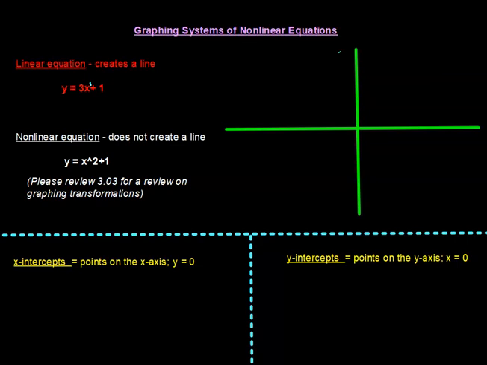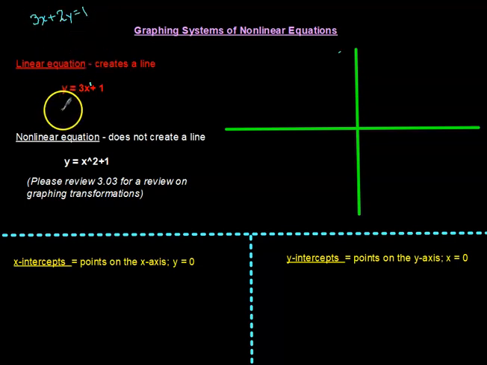Hi guys, so we're going to go over graphing systems of nonlinear equations, and I just want to note a linear equation creates a line. The highest power will always be x to the first power for it to be a line, because you've not only seen it as y equals mx plus b, but in Algebra 1 you've seen it in standard form like 3x plus 2y equals 1, but again x's highest power is 1. That's how you know it's linear.